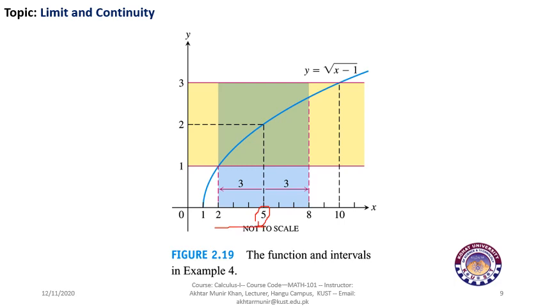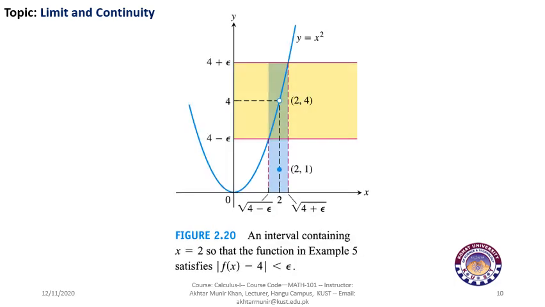So if the domain lies in the interval 2, 5 and 8, let us say this is the domain interval, then the range interval will be, let us assume, the corresponding interval in the range, so that whenever x lies in this interval, then f of x will lie in this interval. So an interval containing x equal to 2, so that the function in example 5 satisfies the absolute value of f of x minus 4 being strictly less than epsilon.